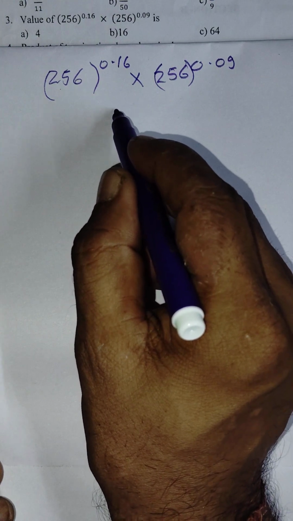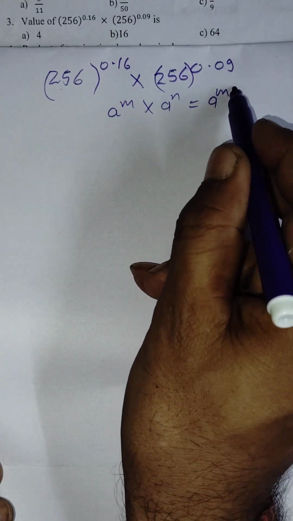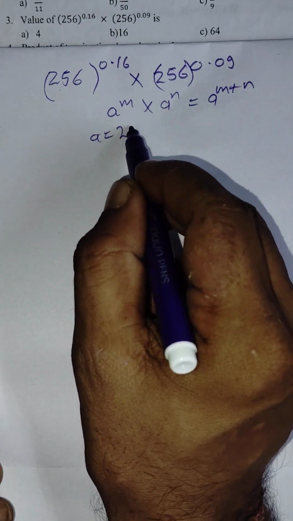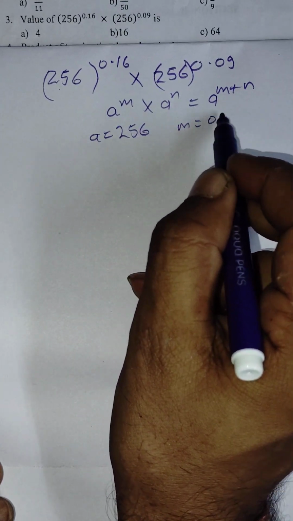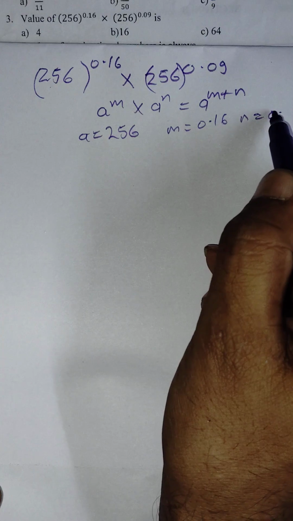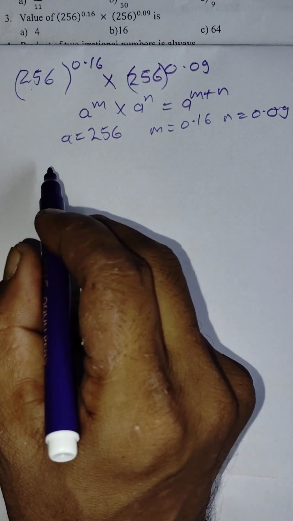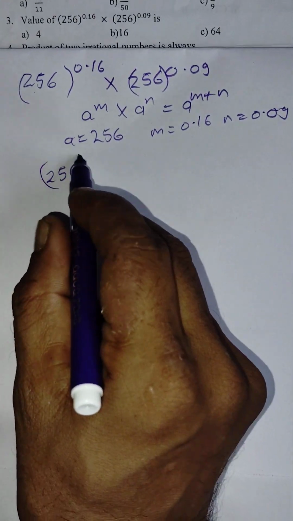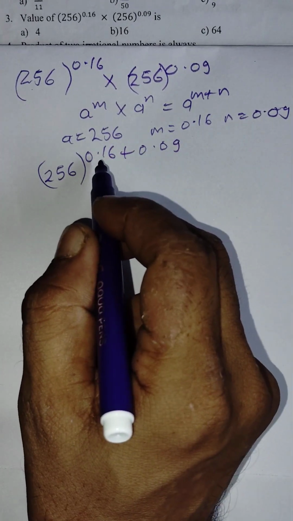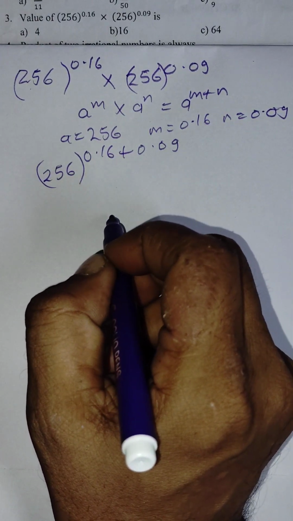So we use the formula a raised to power m into a raised to power n gives a raised to power m plus n. Here a is 256, m is 0.16 and n is 0.09. Substituting in the formula, we get 256 power 0.16 plus 0.09. 16 plus 9 is 25, and since there are 2 decimals, it becomes 0.25.